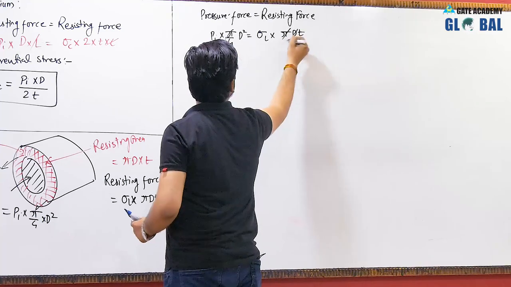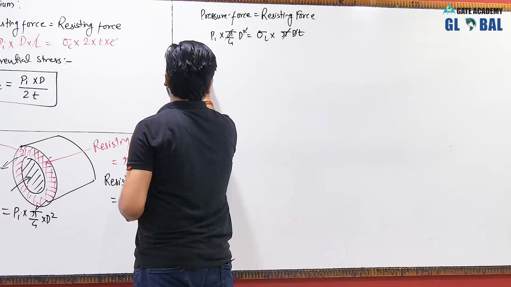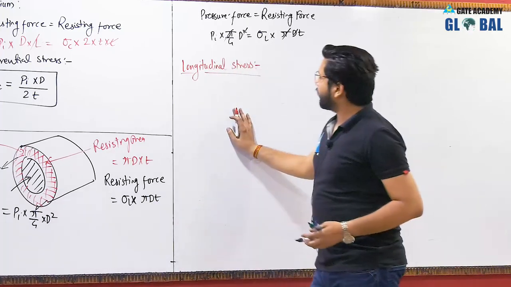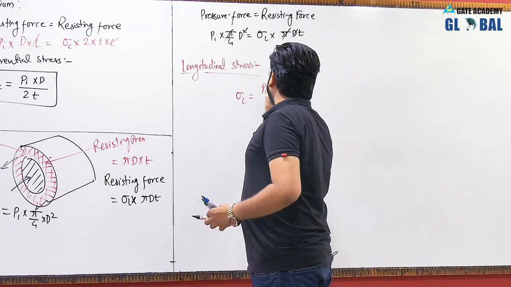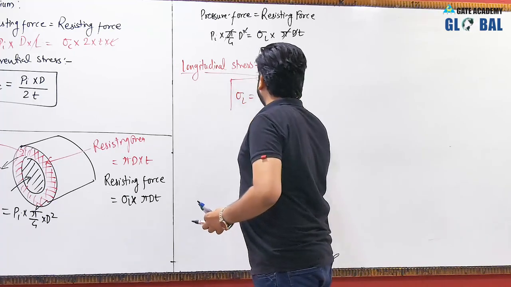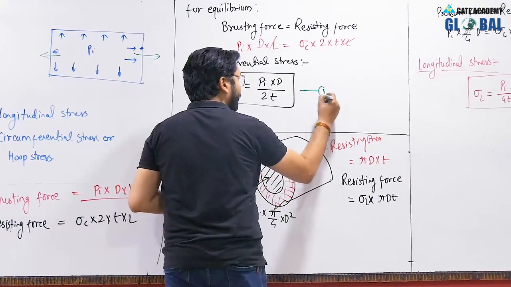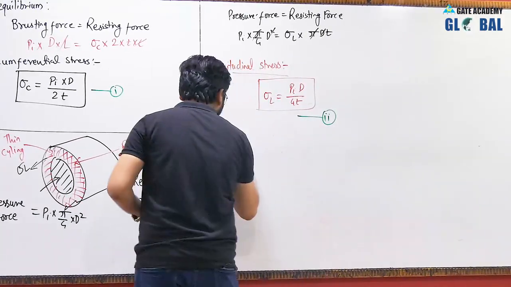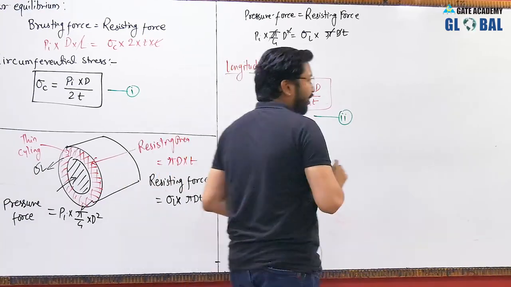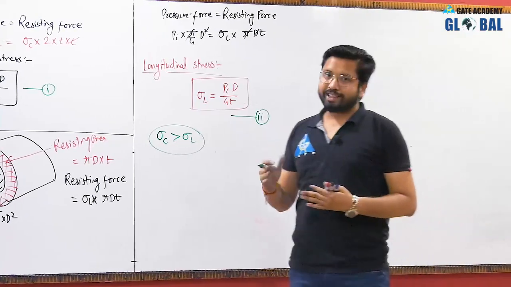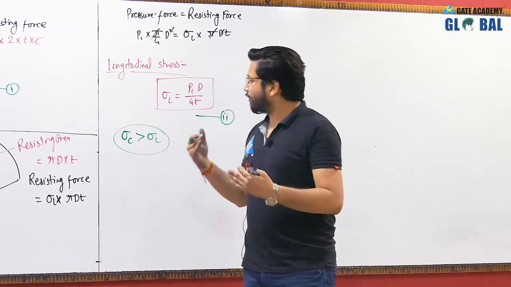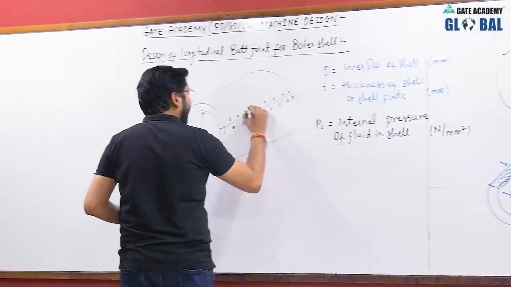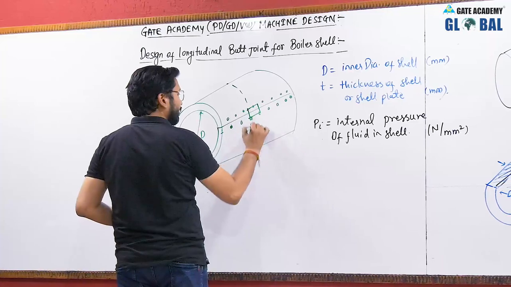Pi will get cancelled, and d and d square will get cancelled. So the longitudinal stress is coming out to be sigma l equal to Pi into d divided by 4t. Now if this is equation number 1 and this is equation number 2, then on comparing, you can easily tell that sigma c is higher than sigma l. If I ask you along which plane or joint there will be a higher tendency of failure, the tendency of failure will be more around the circumferential direction. That means the longitudinal joints, if you take an element here in the shell.